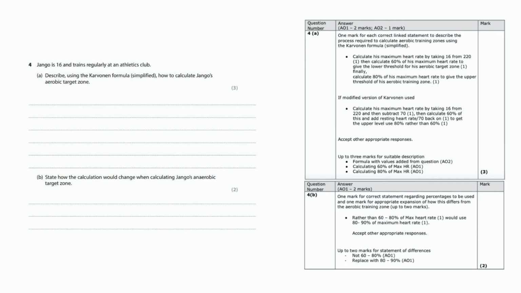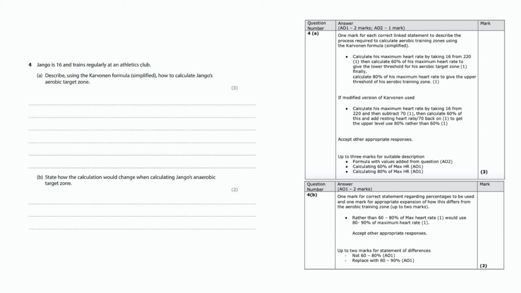Django is 16 and trains regularly at athletics club. Describe, using the Karvonen formula, simplified, how to calculate Django's aerobic target zone. All we need to do for this is show our working out in order to get his aerobic target zone. It's very similar to the working out we did previously on the first question. It's even the same age.